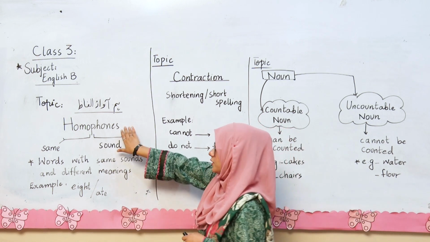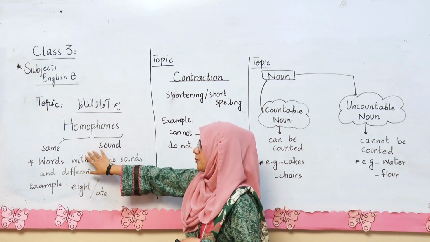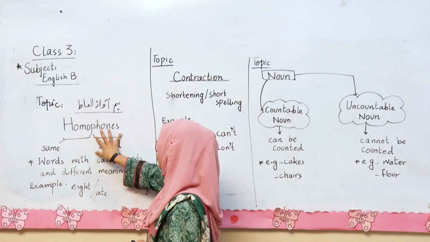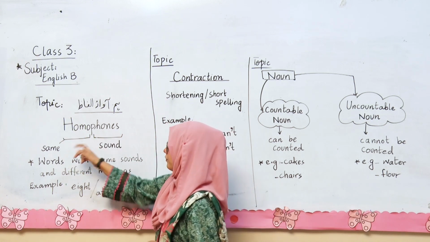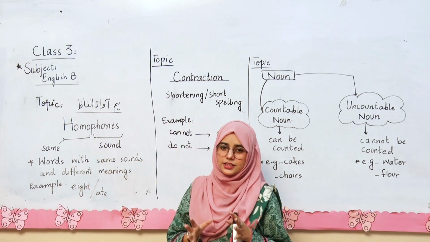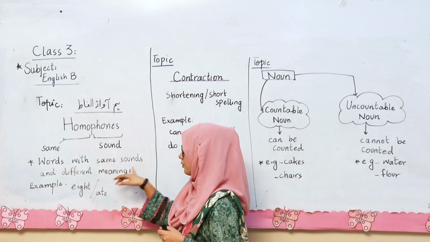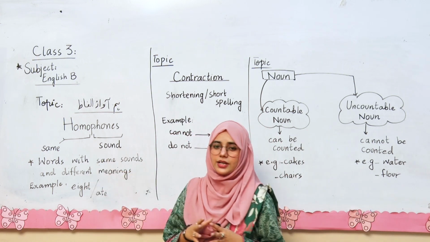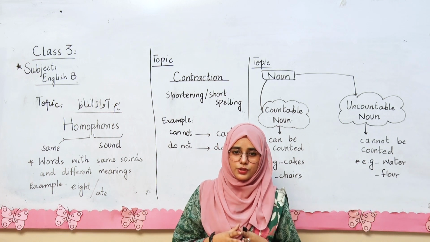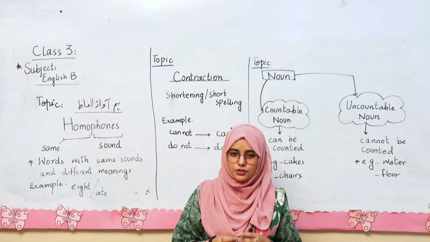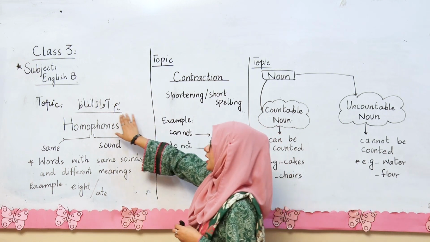So homophones. The word homophones is made up of two words, homo and phones. Homo means same and phones mean sound. You know the phonetics, it is also related to sounds. So these are basically the words with same sounds and different meanings. You have read it in Urdu maybe that these are the words that are having similar sounds but different meanings, which is hum awaz alfaz.